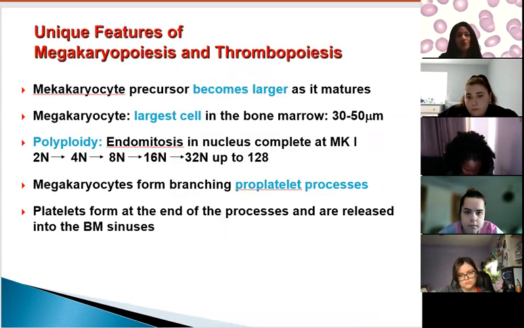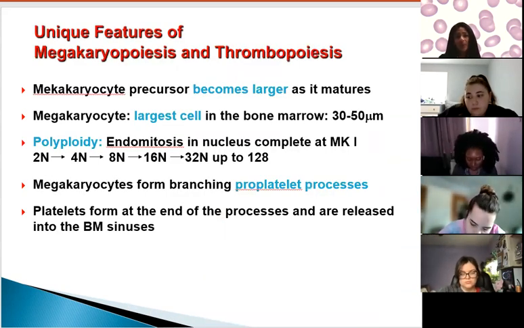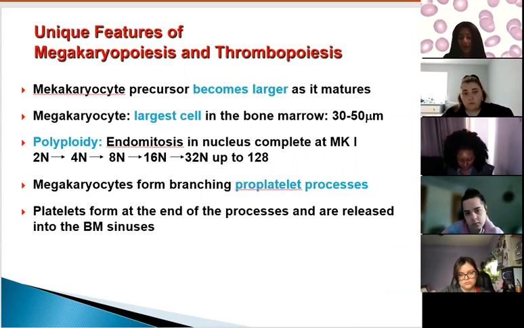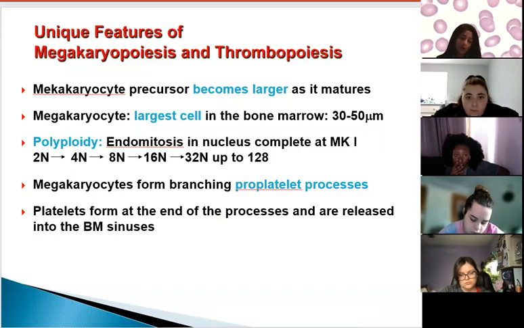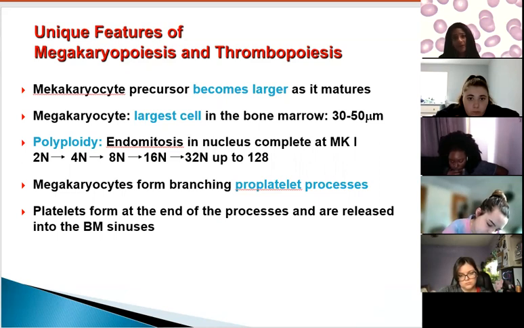All right, so some unique features of megakaryopoiesis and thrombopoiesis. One thing to know is that as the megakaryocyte matures, the cell gets larger and larger because the megakaryocyte is our biggest cell in the bone marrow. Typically with all of your other cells, your white cells and your red cells, you start from a very large cell to a small cell in the peripheral circulation, okay? This is the opposite. So your megakaryocyte becomes larger as it matures. It is the largest cell in the bone marrow.